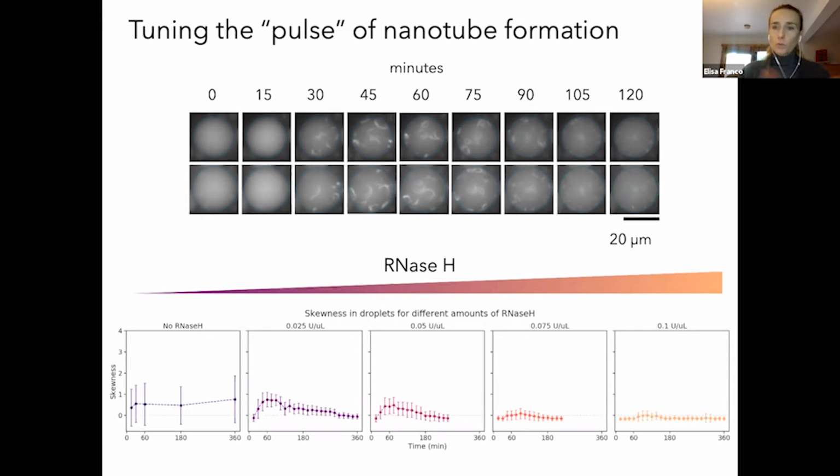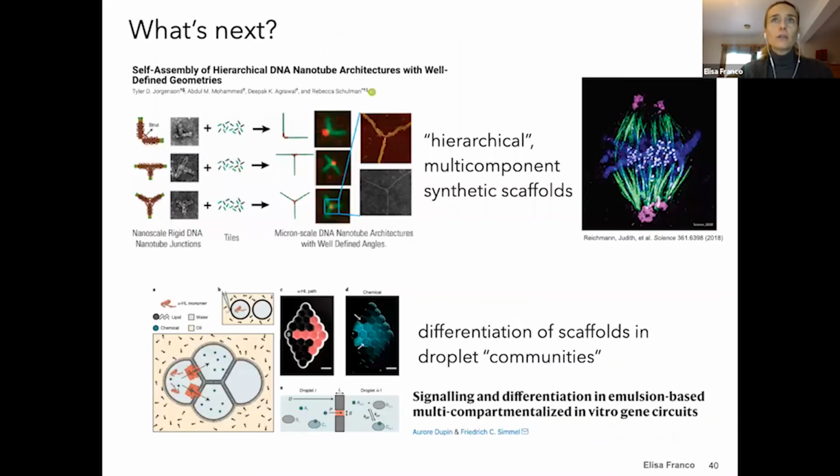I gave you an overview of this recent project that aims at taking DNA material assembly and porting it into a mimic of a synthetic cell. Now, what's next? I talked about at the beginning how the cytoskeleton takes advantage of filaments, but there's also a lot of other organizing proteins that hold everything together.